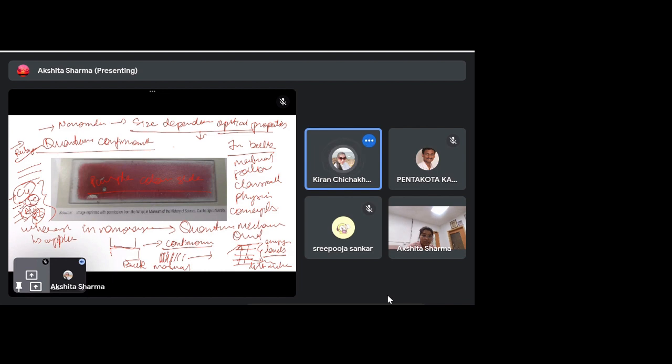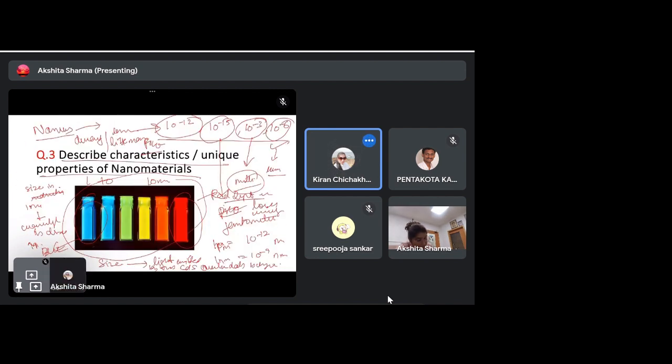No idea. This is gold. Gold nanoparticle. When in bulk material, gold is yellow and shiny, but when it is in the nano range, it gives a purple color. Coming back to this question, the unique property of nanomaterial is the different optical property with the quantization of energy levels. Okay, what other property?